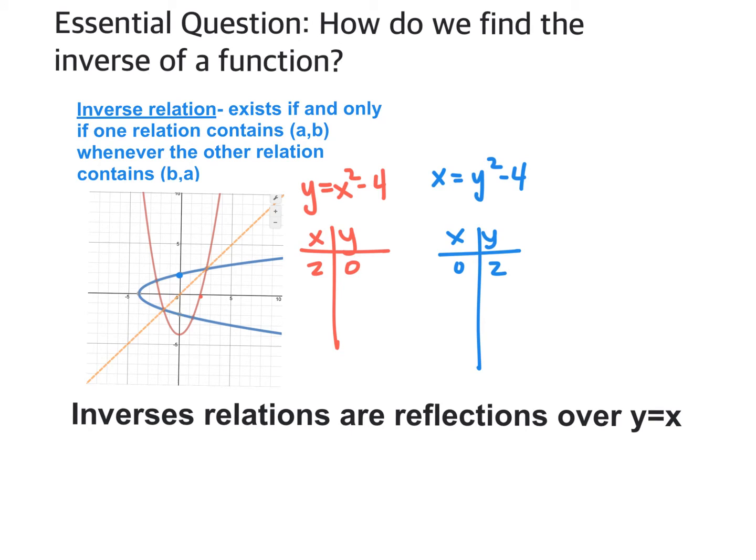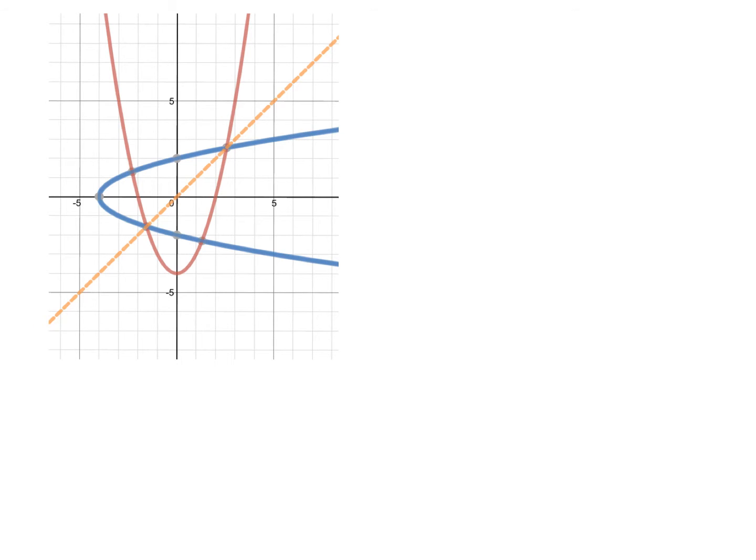The reason that they'll always have the points (a, b) and (b, a) is because inverse relations are reflections over the line y equals x. And if you remember from geometry, every (x, y) will become (y, x) whenever you reflect over the line y equals x. But these are inverse relations. What does it mean to be an inverse function? You see, in this example, the inverse, this blue, is not a function because it does not pass the vertical line test, right? We're mostly interested in functions that have inverse functions.